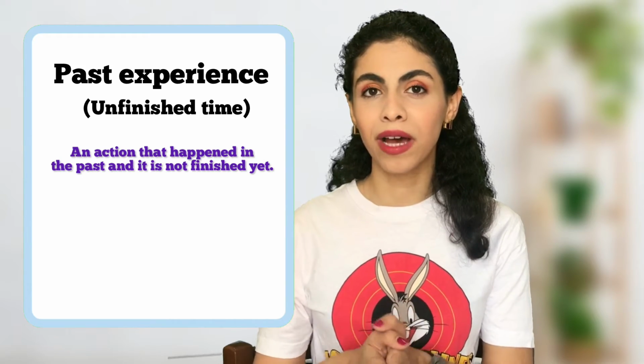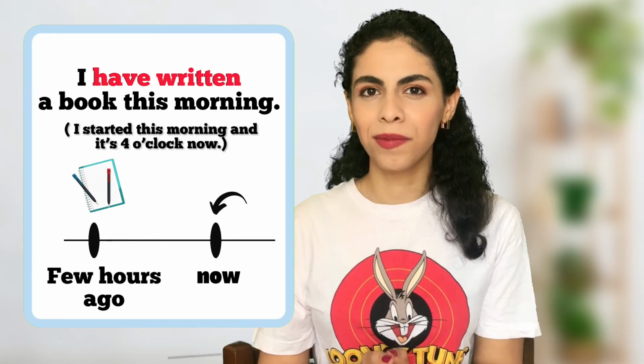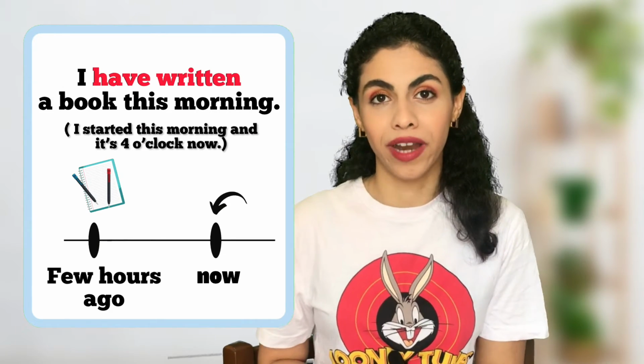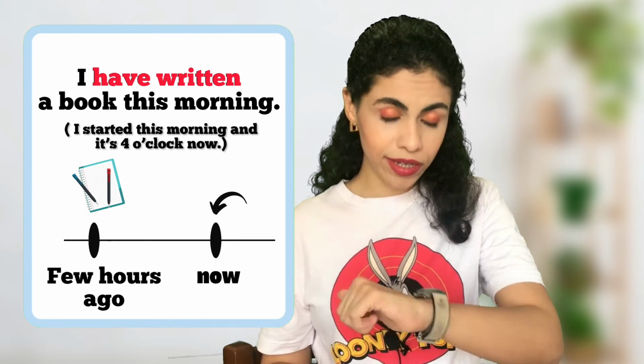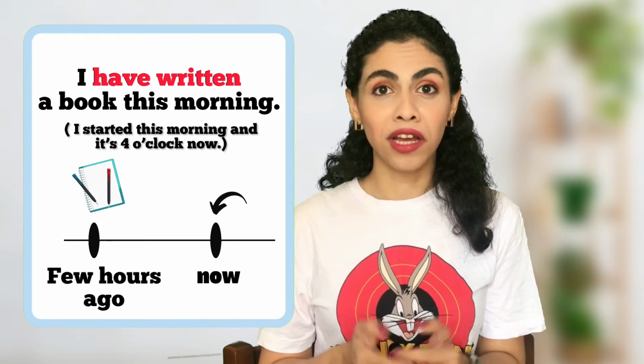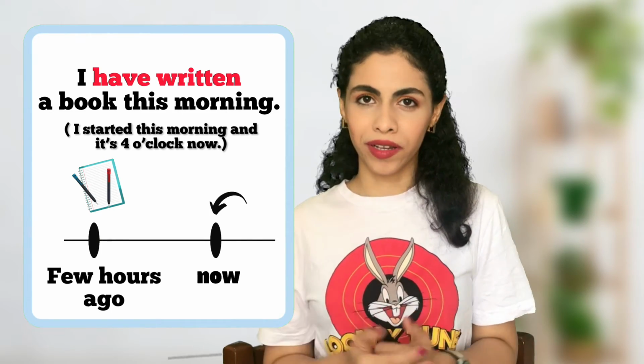When you are talking about a period of time that is not finished yet. For an example, I have written a book this morning. So I started to write a book at 6 a.m. and right now it's 4 p.m. Today is not done, it is not finished yet, so you can say I have written a book this morning.